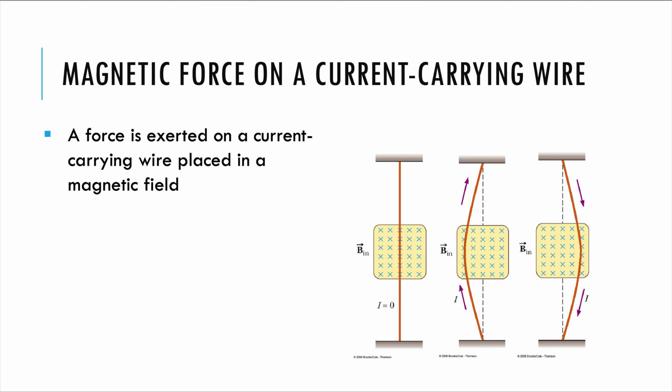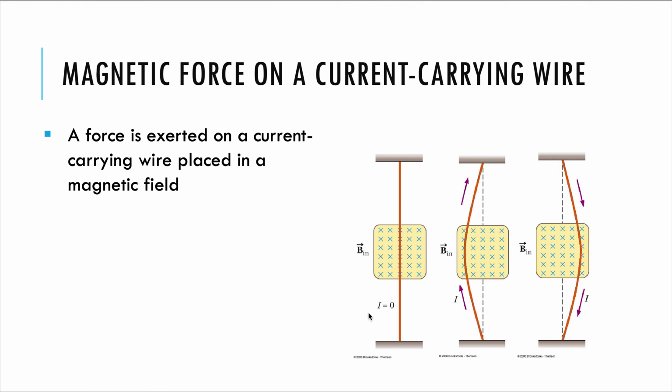In this video, we're going to look at the force on a current carrying wire. We learned in a previous video that if you have a moving charge in an external magnetic field, it will experience a force. Well, now what we're saying is if you have a wire that carries a current in an external magnetic field, it will also experience a force. And that makes sense because a current is just a bunch of moving charges.